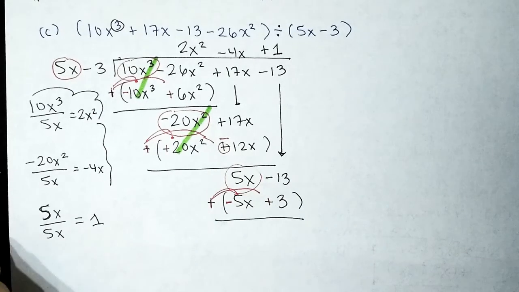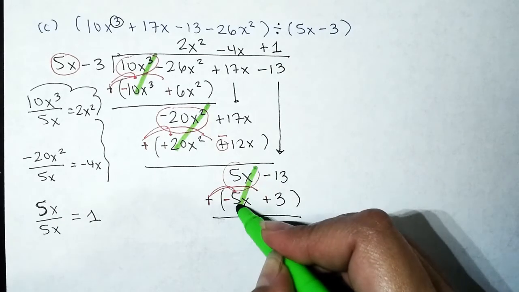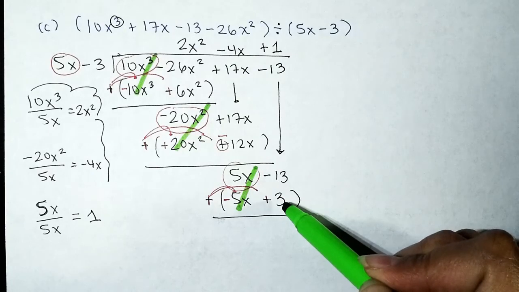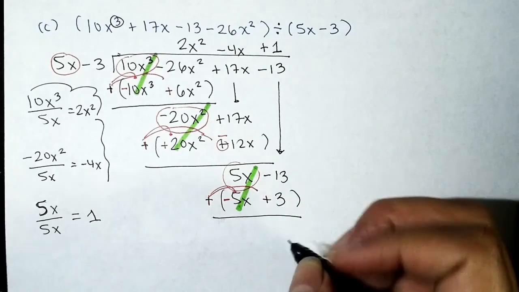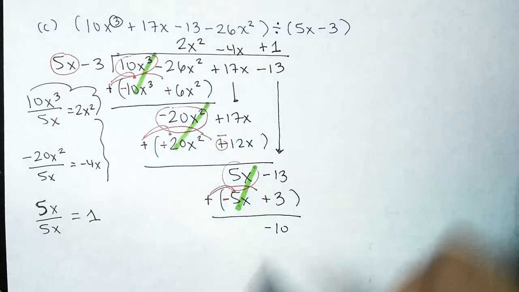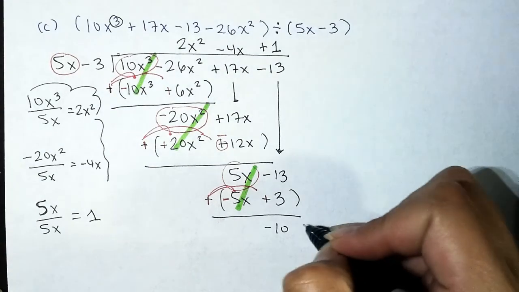Let's see what the difference is. 5x minus 5x gives us 0, or cancel. -3 plus 3, where am I, is -10. There are no more terms to bring down, so we're good. Okay, so let's go ahead and write our answer.